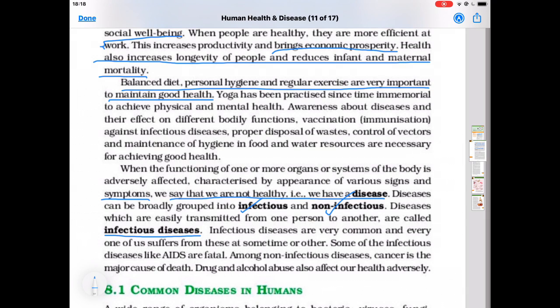Infectious diseases are very common and every one of us suffers from these at some time or the other. Some of the infectious diseases like AIDS are fatal. Among non-infectious diseases, cancer is the major cause of death. Drug and alcohol abuse also affect our health adversely. Now, what are the common diseases in human?